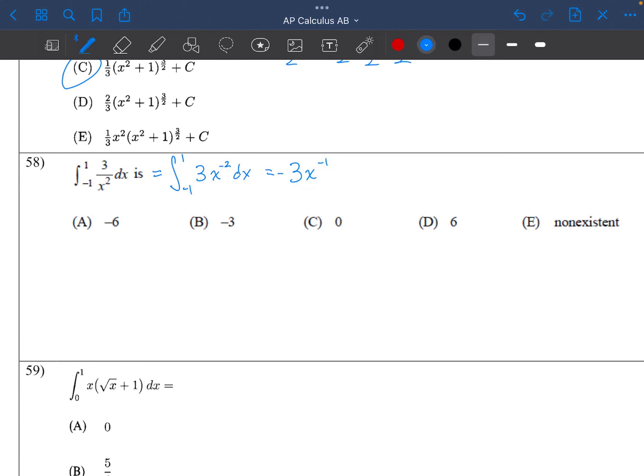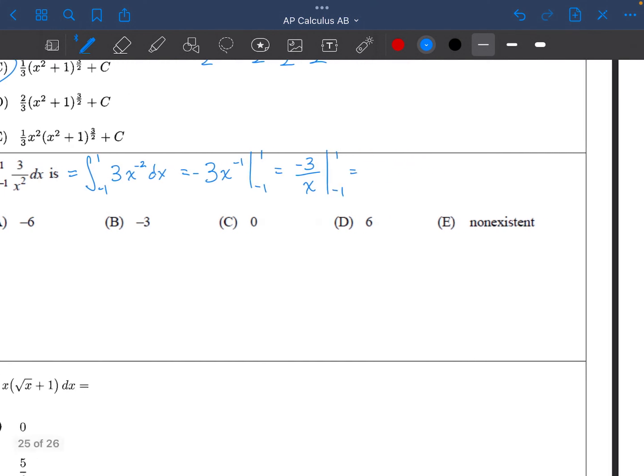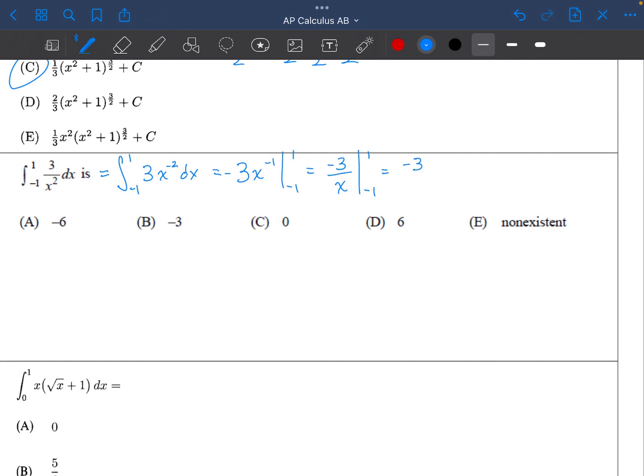And then I have an evaluation bar between -1 and 1. This is not a nice form to plug into. Fractions are nicer to plug into, so I'm going to rewrite this with a fraction. This is going to be -3 over x to the power of 1, or just over x, evaluation bar between -1 and 1. When I plug those in, I'm going to get -3 over 1 minus a -3 over -1.